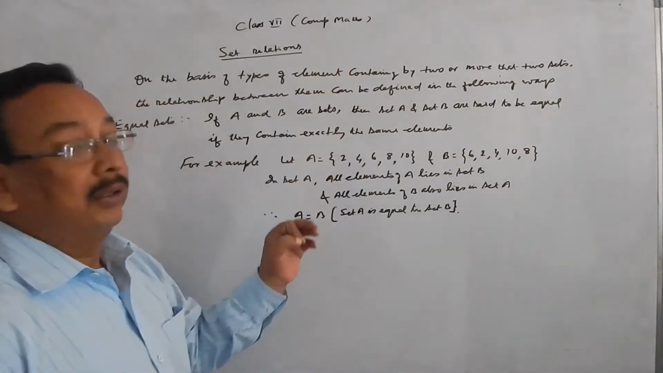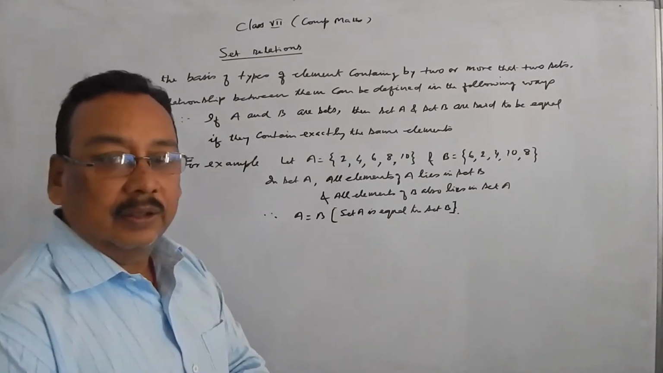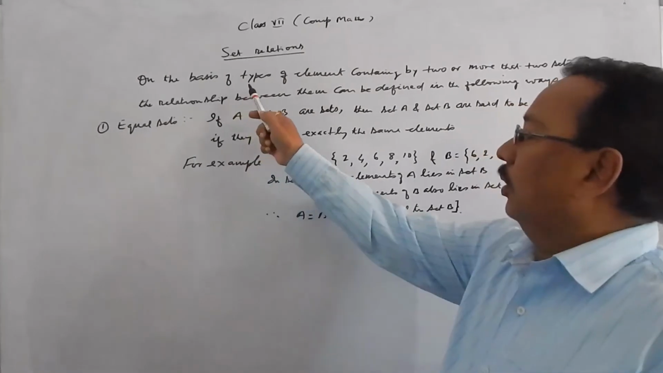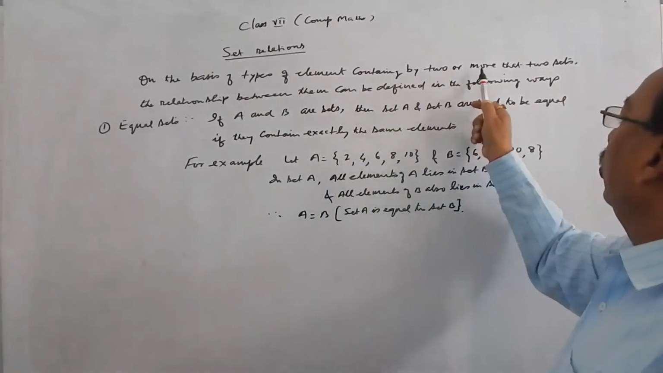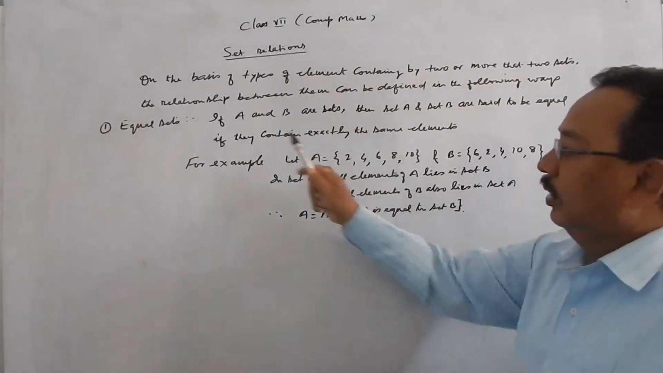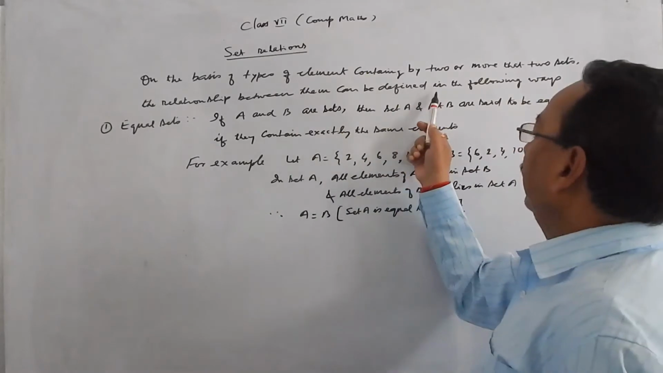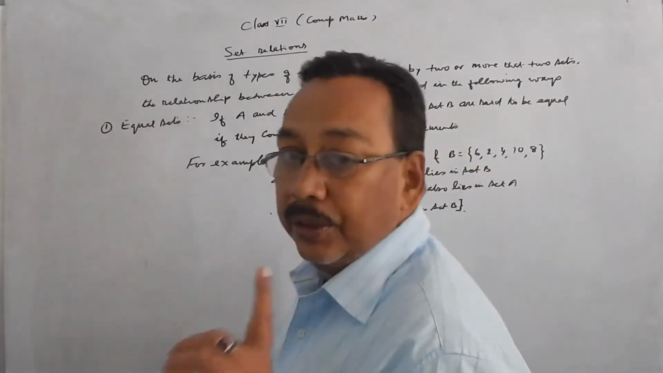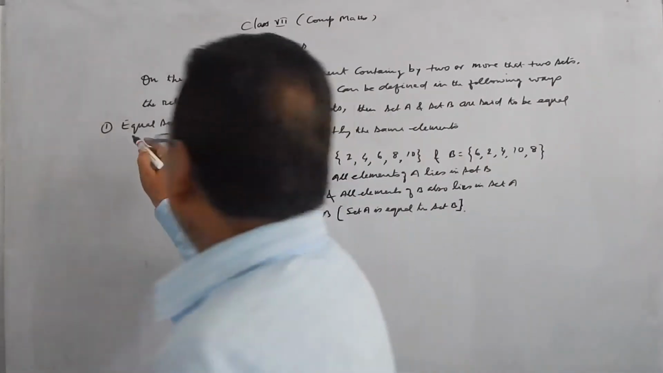For class 7, we are going to teach you set relation. Set relation is based on the type of elements contained by two or more than two sets. The relationship between them can be defined in the following ways. One by one we will do. First, equal set.